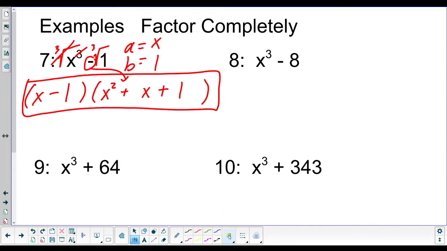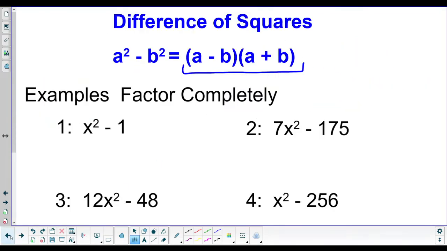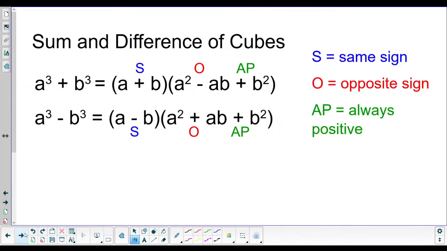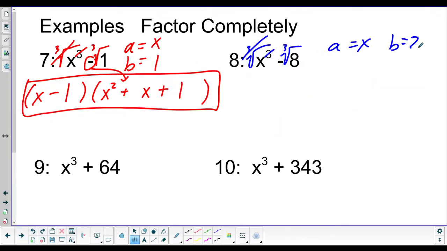All right, let's try a little bit harder one with some bigger numbers. Let's do blue. All right, cube roots to find A and B. A, cube root cancels the cubed, is X. Cube root of 8, go look at that handy dandy chart that I gave you. Find 8. Oh, there's 8. 8 is the perfect cube of 2, so the cube root of 8 is 2. So B is 2.